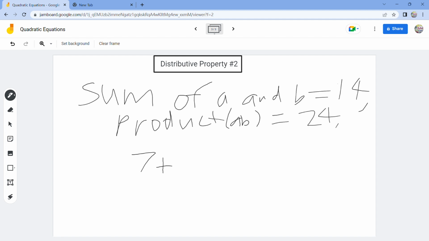So we can represent the unknown numbers as the average 7, minus something and plus something. These are the two numbers, and the product is 24. So we can represent that unknown number as u: 7 plus u times 7 minus u.